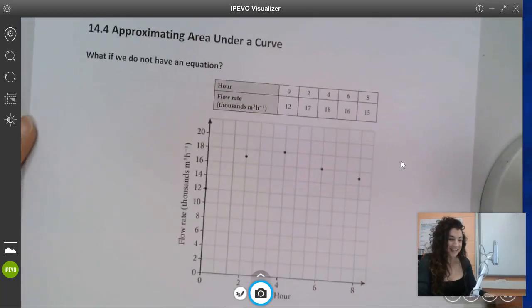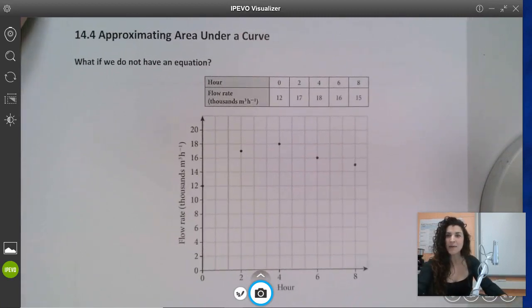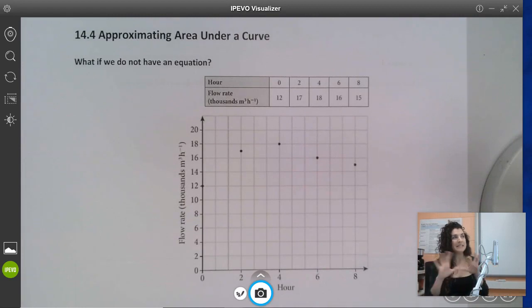Hey, 12th graders. We are now approaching the end of this unit and wrapping up this whole idea of what an integral is, kind of with a nice little bow on top.